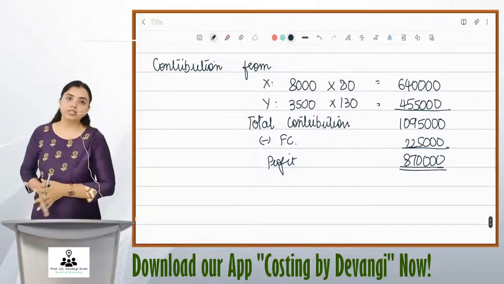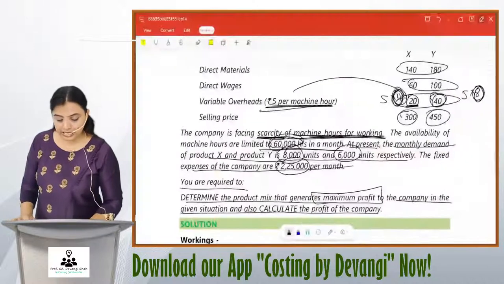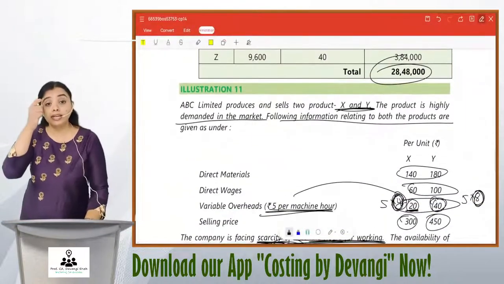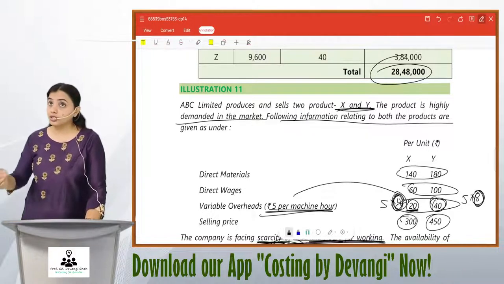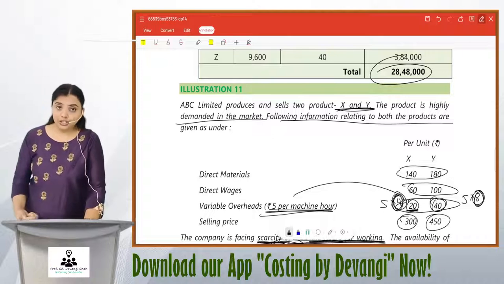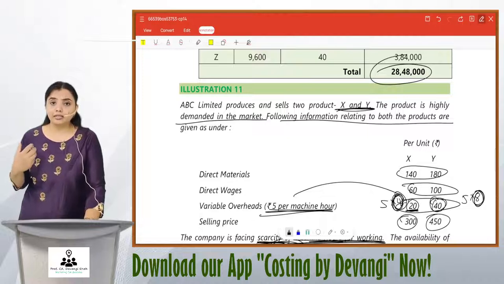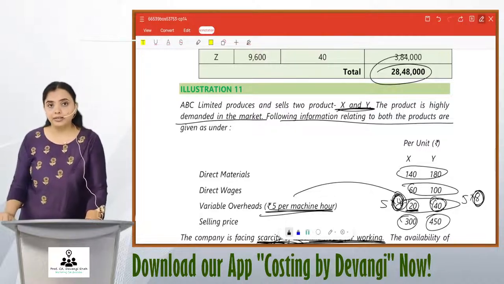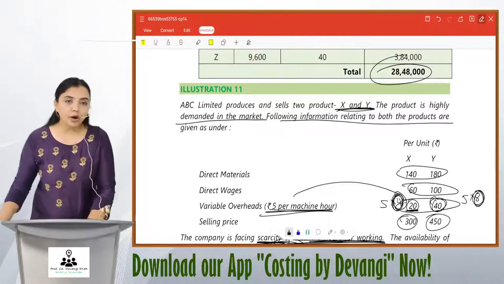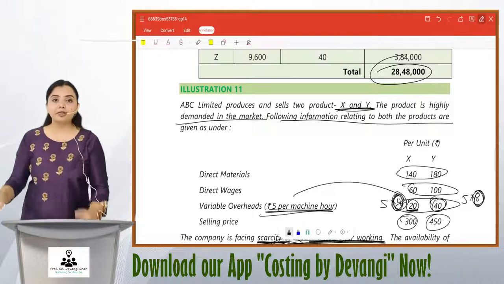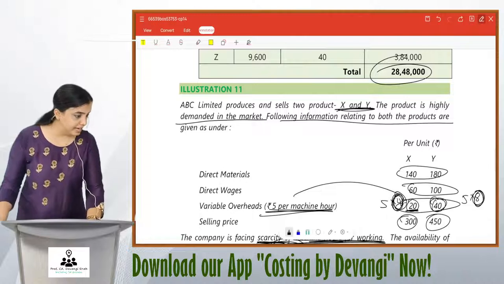So this was all about illustration number 11. Question 10 and 11 belong to a similar category. This is called the key factor, which is the limiting factor. Like machine hours limiting in illustration 11, and in illustration 10, department A's labor hours were limited. So it is also called limiting factor or key factor. Okay? This is a very important concept. In CA Final they ask this a lot. I hope you have understood these two concepts.